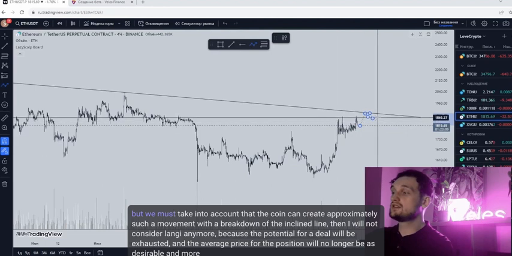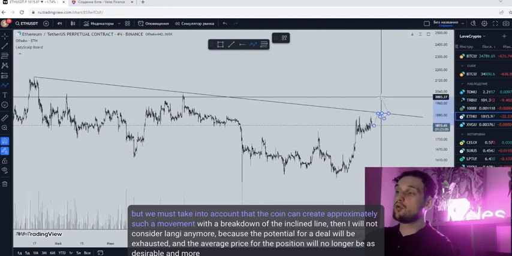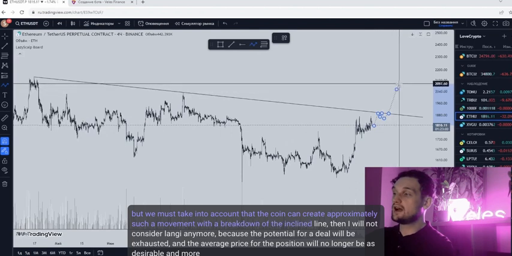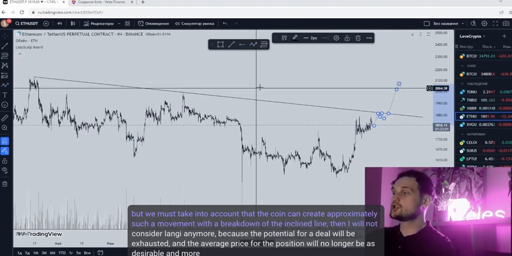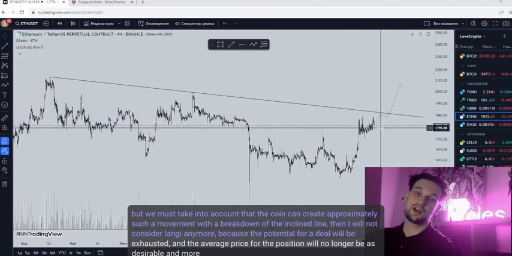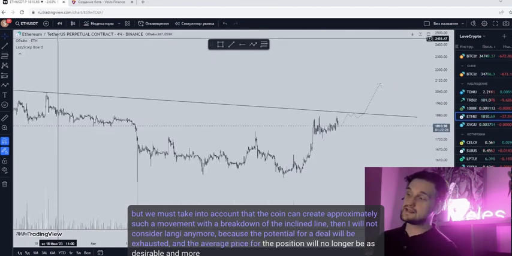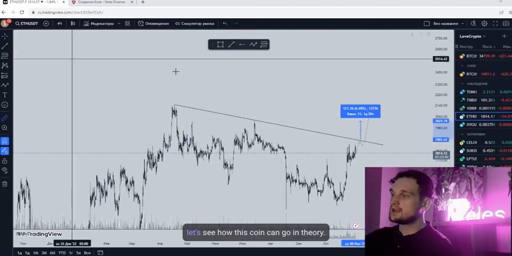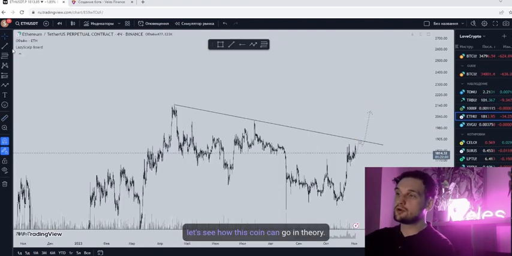But we must take into account that the coin can create approximately such a movement with a breakdown of the inclined line. Then I will not consider Lang anymore, because the potential for a deal will be exhausted and the average price for the position will no longer be as desirable and more dangerous. Let's see how this coin can go in theory.